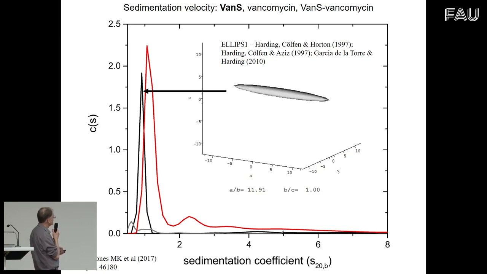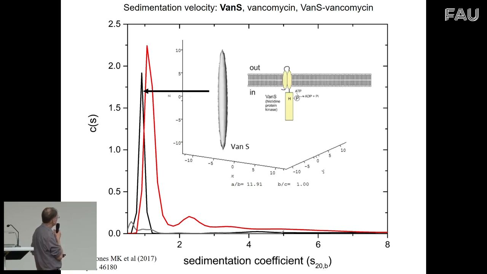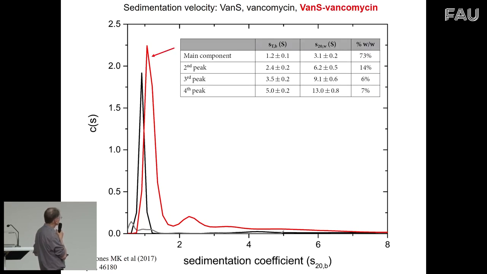And using the molecular weight, you get a very asymmetric molecule. Using Ellipse 1, dating from Helmut's time, Harding, Colfen, and Horton, that's approximately a 12-to-1 elongated protein, if those values are correct. That's consistent with it being a transmembrane protein, so you'd expect it to be elongated. Now, in the presence of vancomycin, the S value increases to 3 Svedberg. So this is a 30% increase at the same concentration.